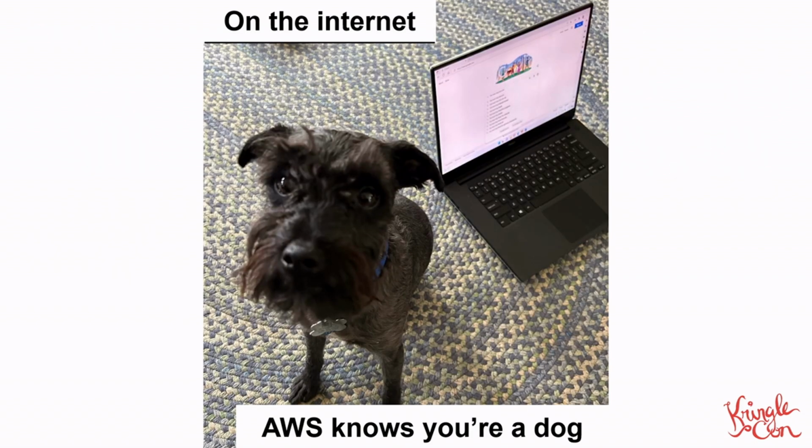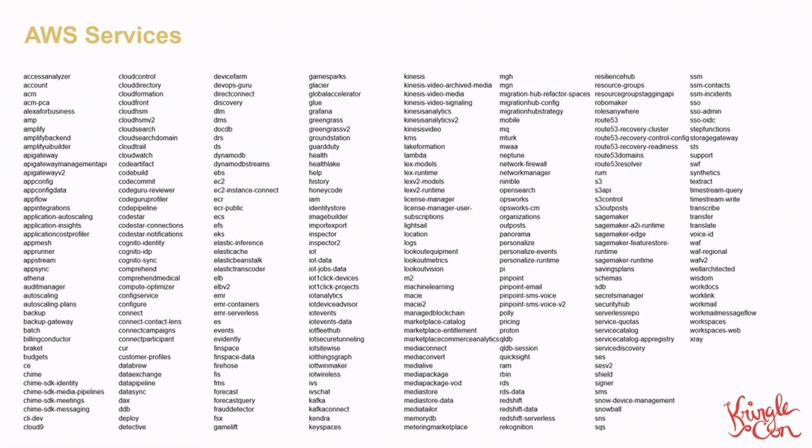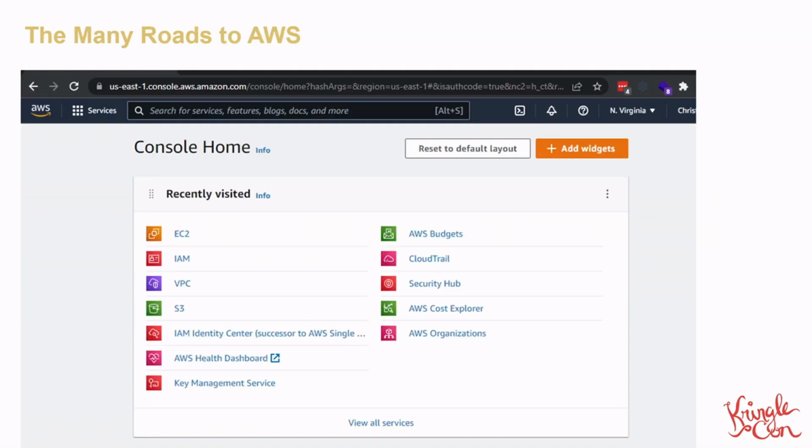So with the right document on the internet, AWS will know that I'm a dog. So here's the list of 316 services across the AWS CLI that we might interact with. Feels like a lot. Don't worry, there are usually only a few that you actually need to interact with, and we'll explore some of those here.